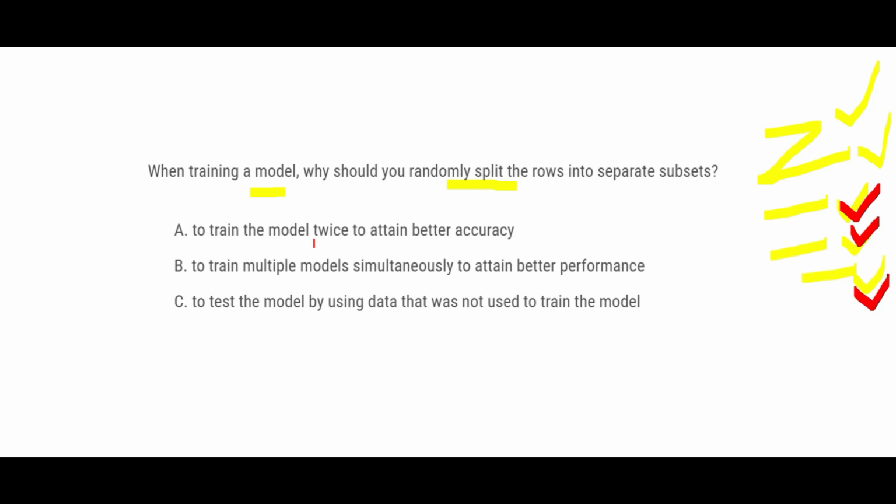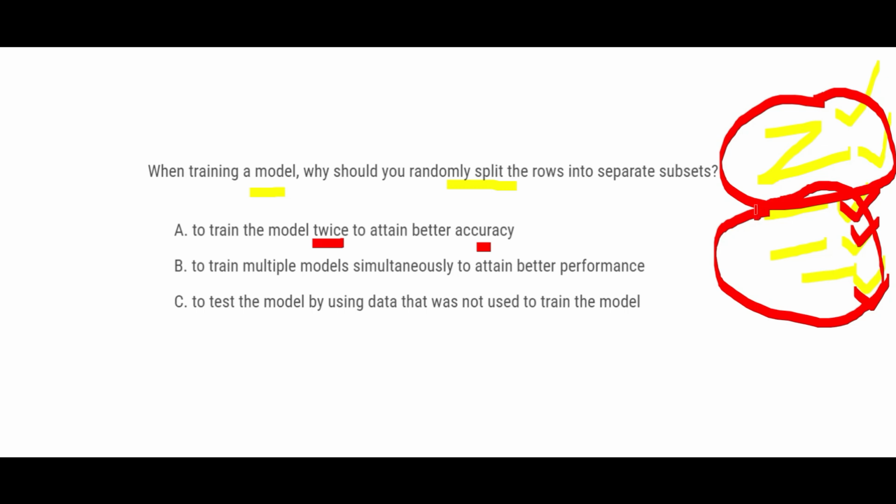So I can train it twice for better accuracy. But we do not train it twice in the actual world. We train it with one data set. So we use these two data sets for training, and then we use these three data sets for testing the model. That way we are able to check if our training made sense or not. So this would be a better answer, option C: we test the model using data that was not used to train. So we use this data to train and this data to test.